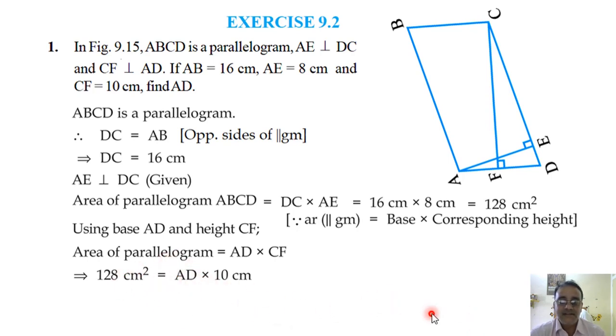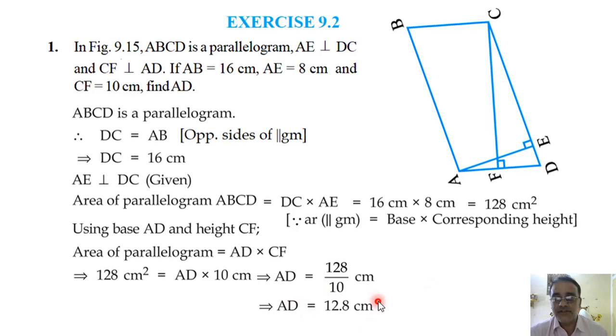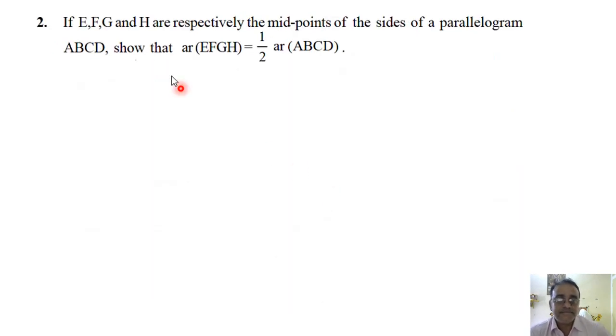Sir, 28. 28 कैसे मिल रहा है रे? 12.8. 128 upon 10, that is 12.8 centimeter, right? So this is the first question of the second exercise. Now we are moving toward the second question.